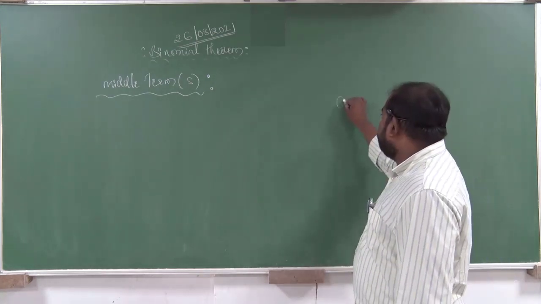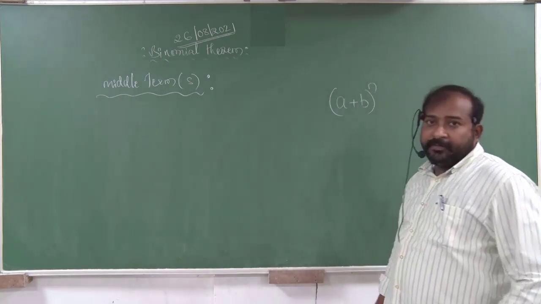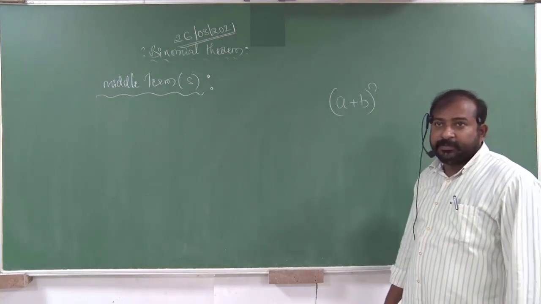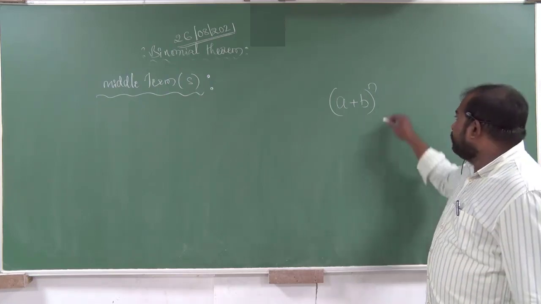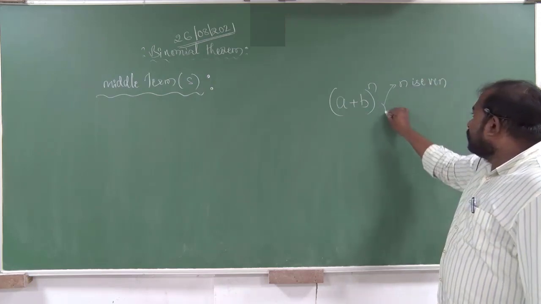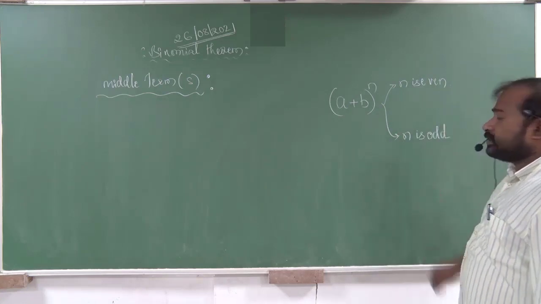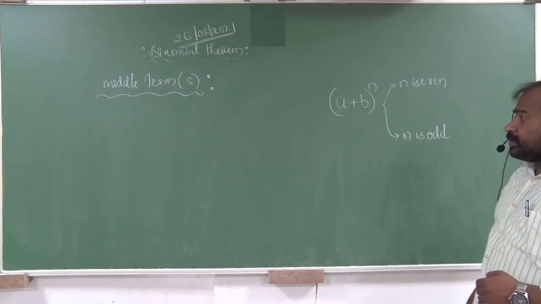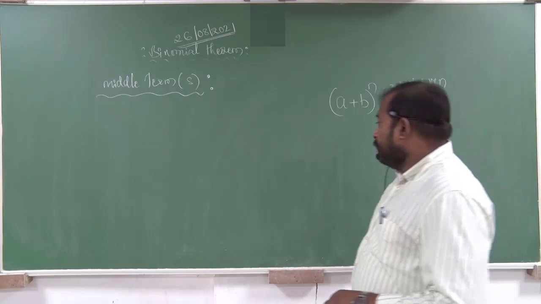For example, if you take (a plus b) whole power n, with the help of binomial expansion, if you do the expansion for this one, (a plus b) whole power n, here two cases. n is even, one case. n is odd, one more case. n is even, n is odd. In these two cases, my aim is to find the middle term. With one simple example, I will tell you.